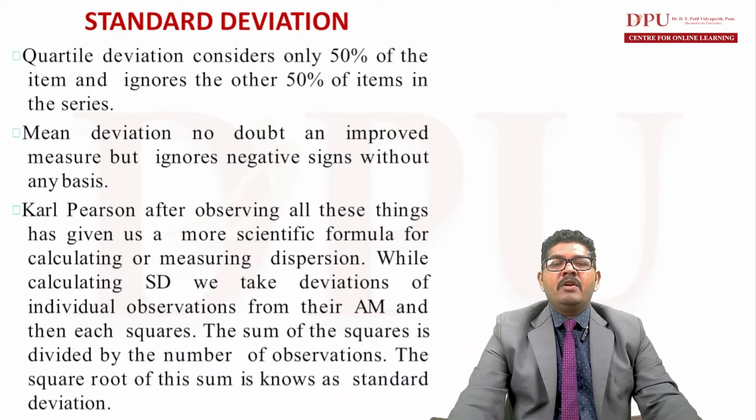So Karl Pearson, after observing all these things, has given us a more scientific formula for calculating dispersion. So while calculating dispersion, that is standard deviation, we take deviations of individual observations from their arithmetic mean and then square each. Then we calculate squares of these deviations, and the sum of squares is divided by the number of observations. The square root of this is known as standard deviation. So basically standard deviation is the square root of the sum of all the squared deviations divided by n, or it is equal to the square root of the average of all squared deviations in simple terms.